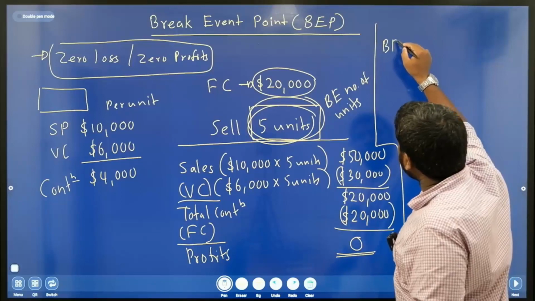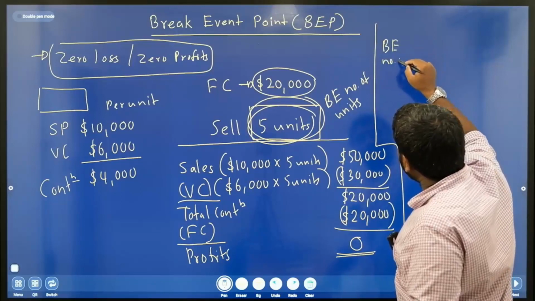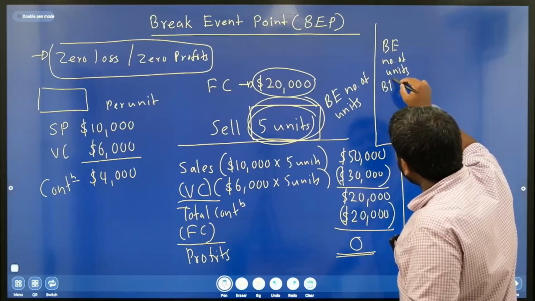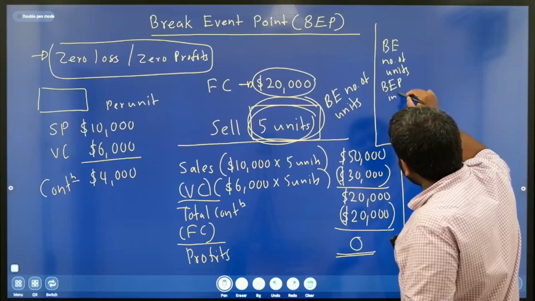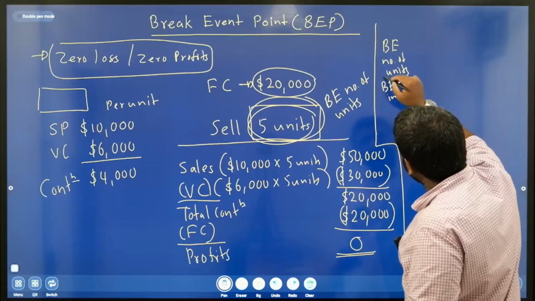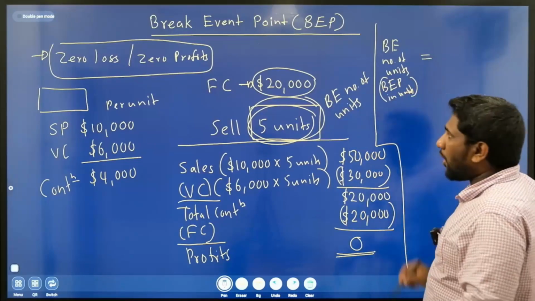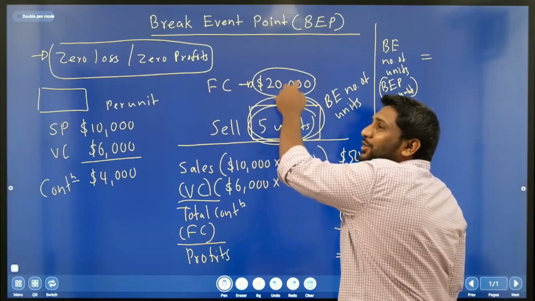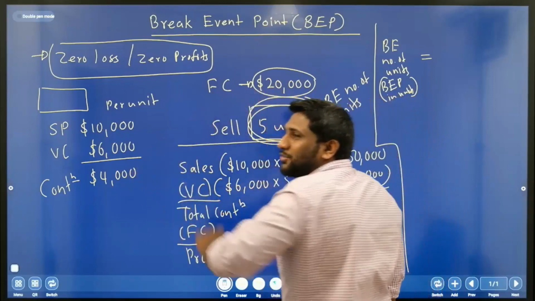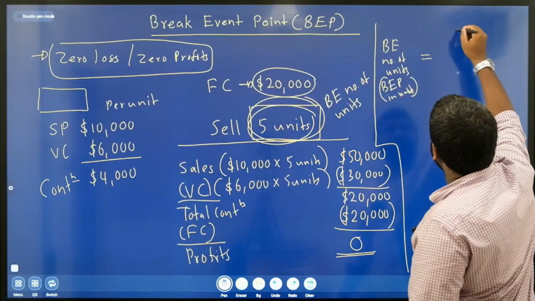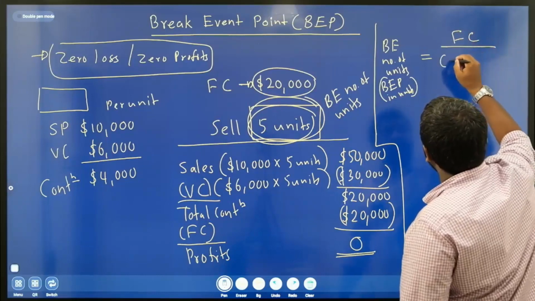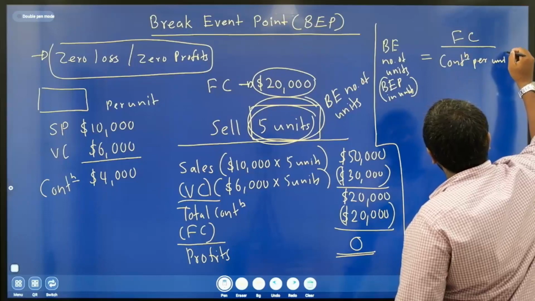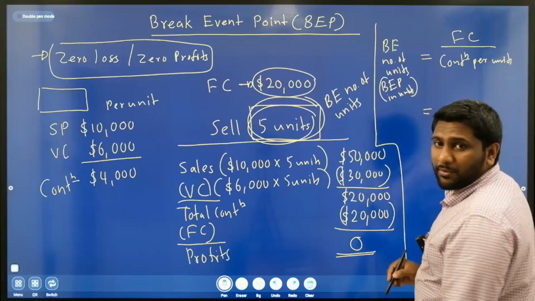How to calculate the break-even number of units, in other words, the break-even point in units? How to calculate it? How did you calculate this one as 5 units? Without knowing, you divided the fixed cost by the contribution per unit. Let's see. You divided the total fixed cost by the contribution per unit. Let's apply the numbers and see the formula.